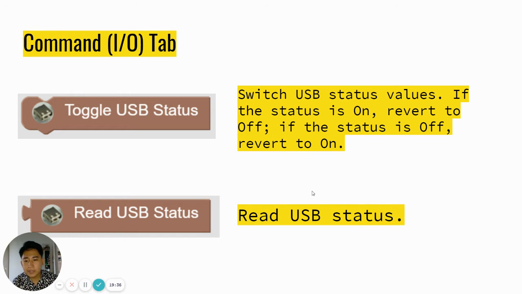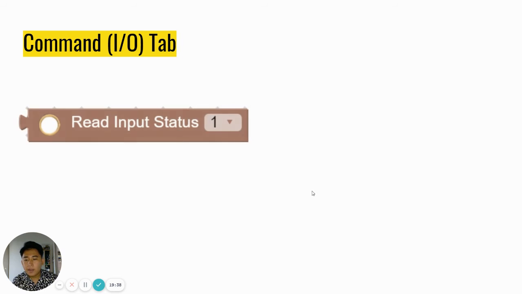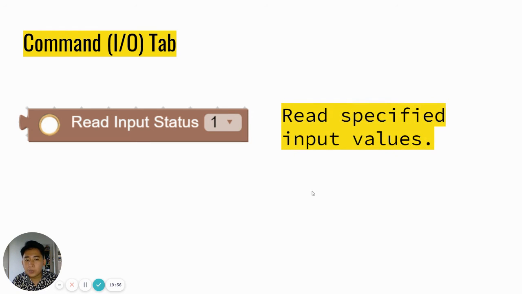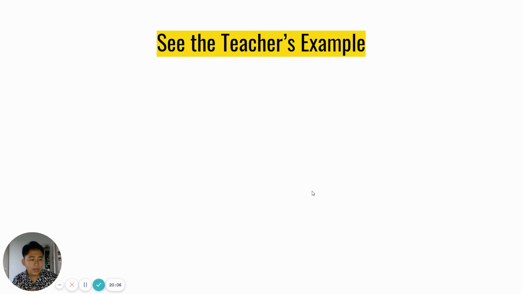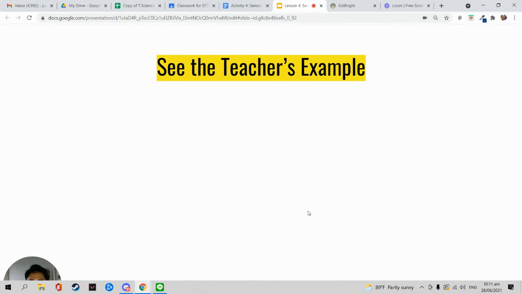Read USB status. All right, and then this one, as I mentioned before, the KidBright board has inputs, right? We have IN1, IN2, and up to IN4. So we have 4 inputs. If we want to read the value of our input 1, input 2, input 3 or 4, we can use this command to read the input values. Okay, so now guys, let's see the teacher's example.